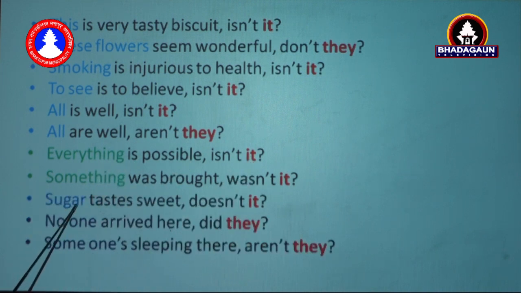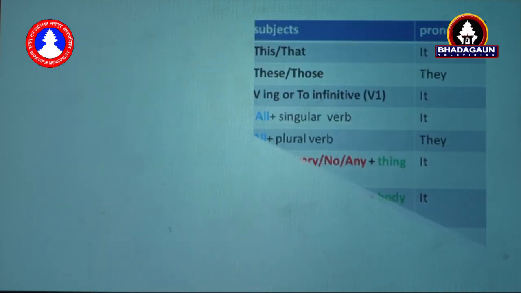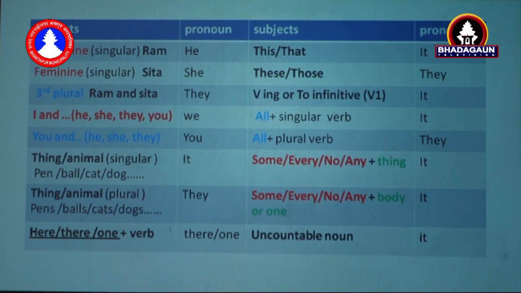Now sugar, taste is sweet, sugar, an uncountable noun, changes into it. No one, someone, somebody, everybody: these with one and body are changed into they. This is the conclusion of what we have just discussed.